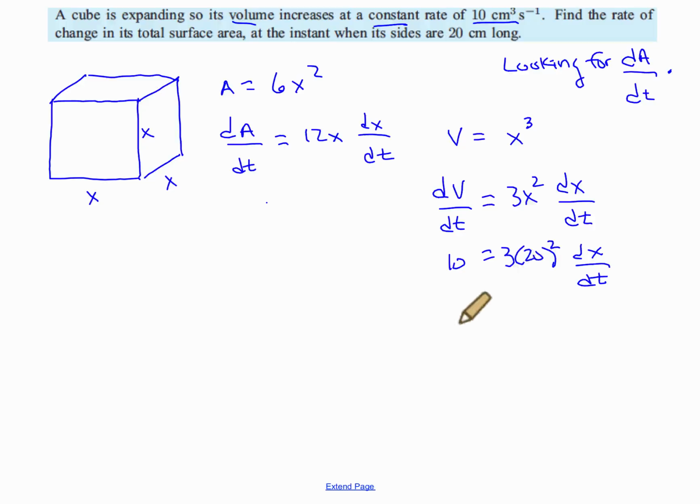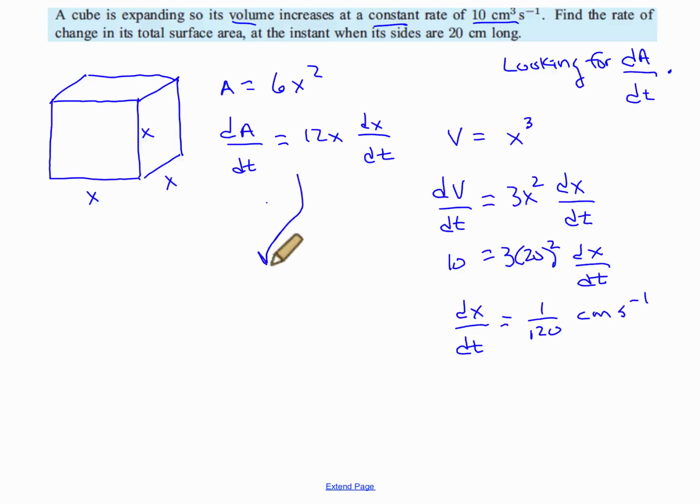You can use your calculator there, and it's not too bad without a calculator, but we know that dx/dt is equal to 1/120 centimeters per second. This is wonderful news because we are pretty much done. We know what dx/dt is.